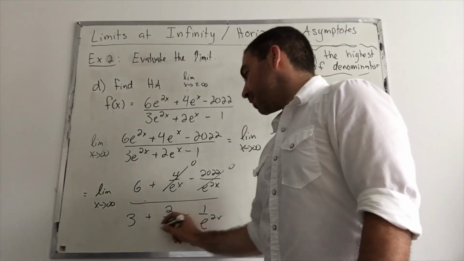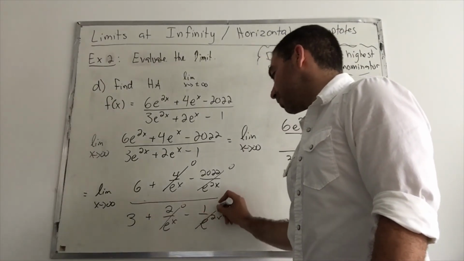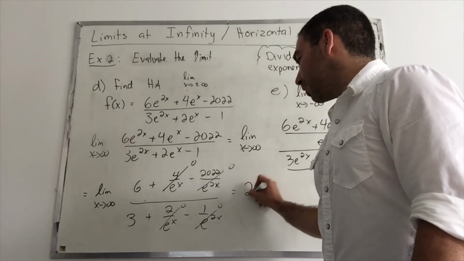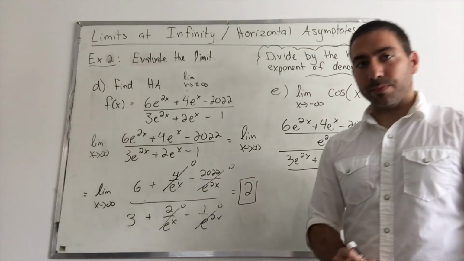And we use the same arguments down here. This goes to 0, and this goes to 0, leaving us with 6 on top, 3 on the bottom. So 6 divided by 3, the answer is 2. Okay.